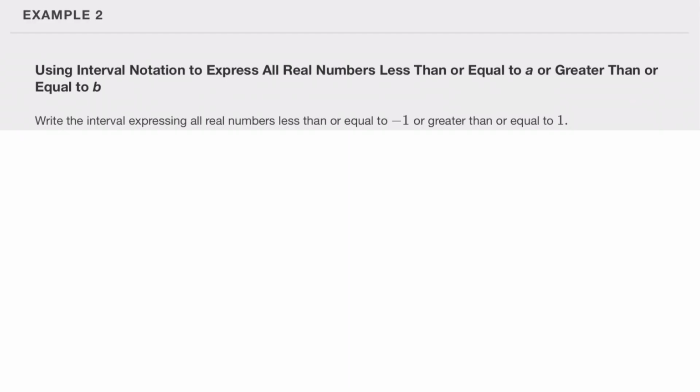Write the interval expressing all real numbers less than or equal to -1 or greater than or equal to 1. Okay. All real numbers less than or equal to -1. So here, let's start with our number line. So if we want numbers that are less than or equal to -1, so here's our -1, or greater than or equal to 1, and here's 1. I'll put these in ascending order.